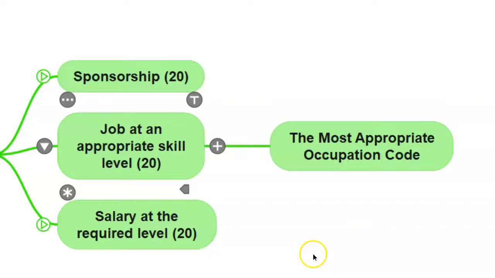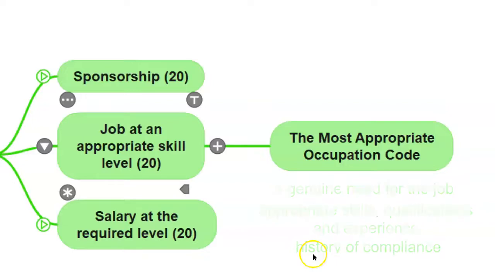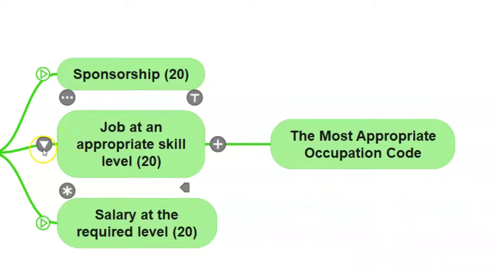And how are they going to make such a decision? Well, there are a number of factors which they will take into consideration when deciding whether or not the most appropriate code was given. So first of all, they will consider whether the sponsor has shown a genuine need for the job, whether you have the appropriate skills, qualifications and experience for this job, and they will check the sponsor's history of compliance with the immigration system and all other relevant information which will be submitted with the application.